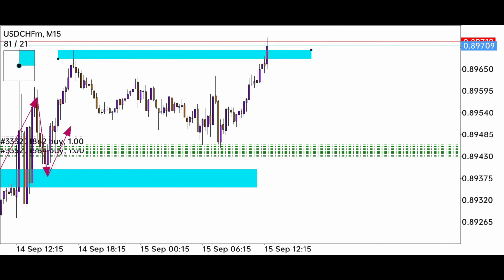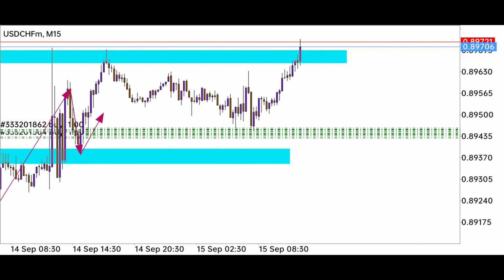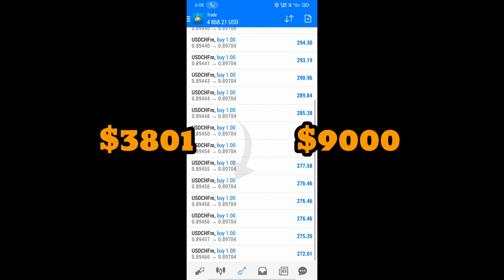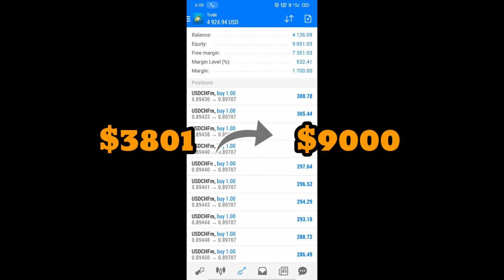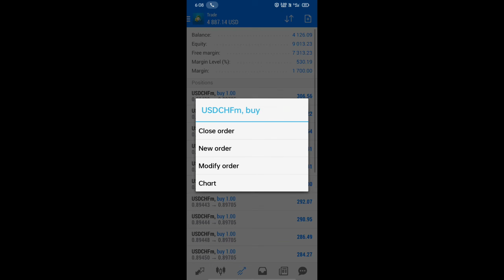The market has created a resistance level at this level, but the market is now breaking this level. The market can go above here, so now we close the trade. Guys, our profit here is around $4,900. We had $3,801 in this account, which has now become $9,000. We have grown the account with proper risk management.